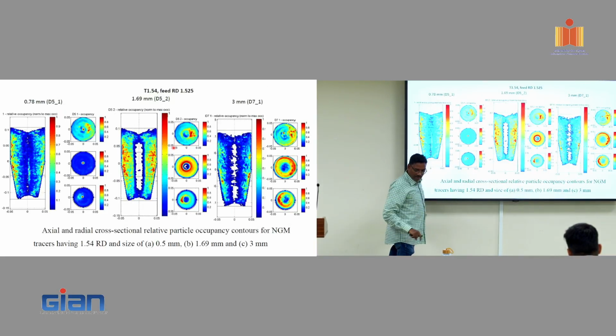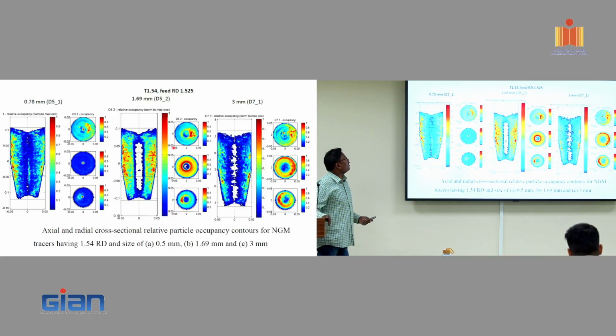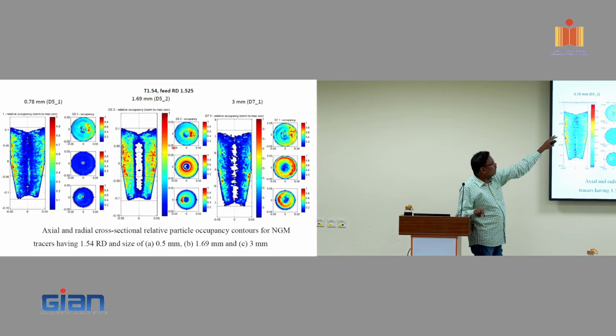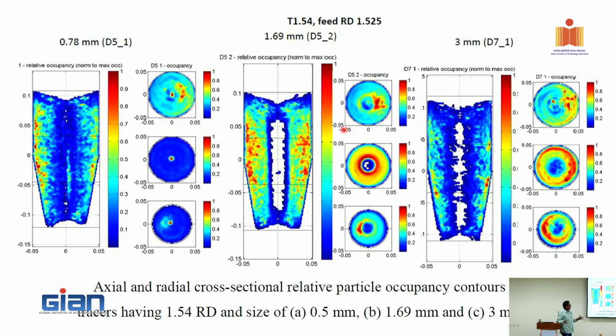This entire slide talks about how we can look at the size effect. See, 0.78 mm, 78 micron, 1.69 mm, and 3 mm. Again, size varied, but density we also varied, and we captured those behaviors. There is a significant behavior, especially for these intermediate size particles having a density very close to the medium. You see how significantly they are recirculating and reporting everywhere in the cyclone. That means those particles are prone to misplacement rather than correct product separation.